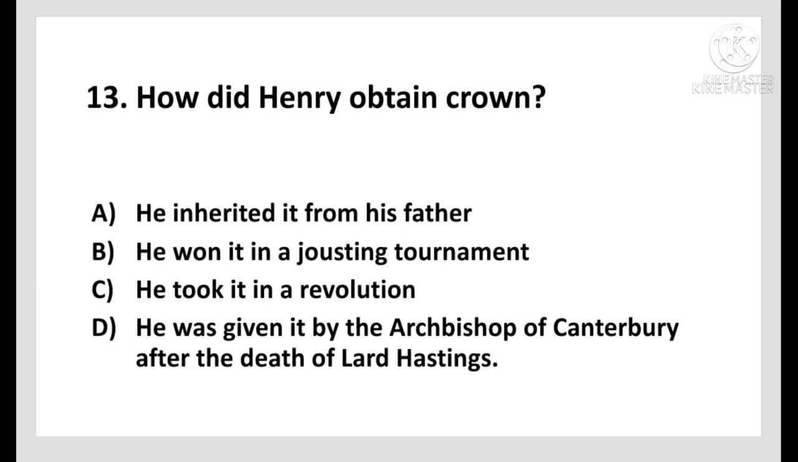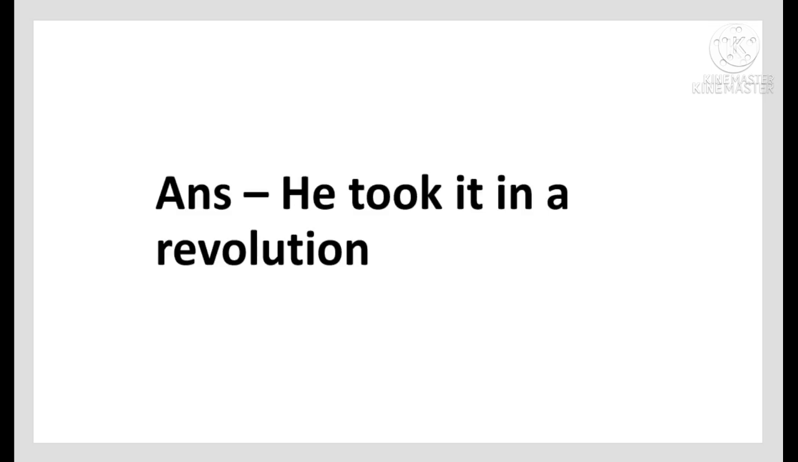How did Henry obtain the crown? He inherited it from his father. He won it in a jousting tournament. He took it in a revolution. He was given it by the Archbishop of Canterbury after the death of Lord Hastings. Answer: he took it in a revolution.